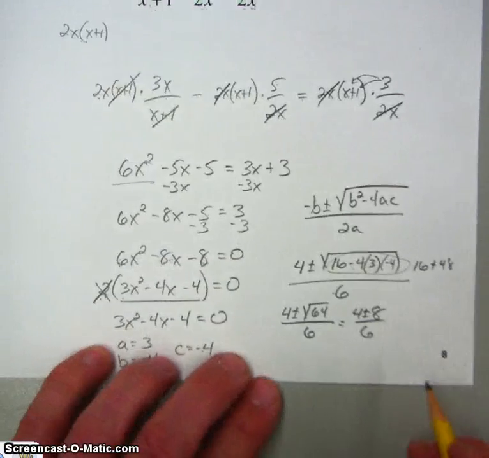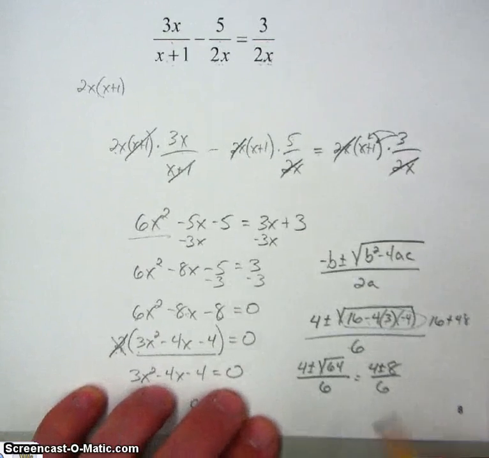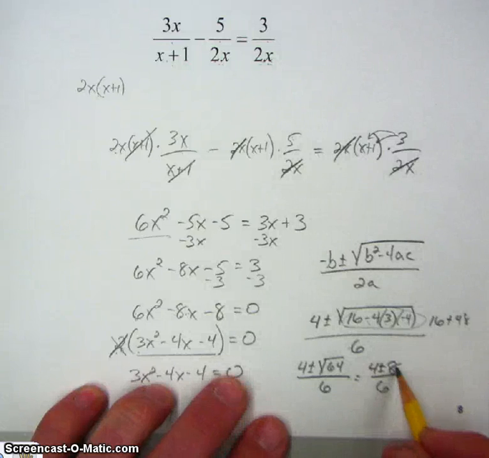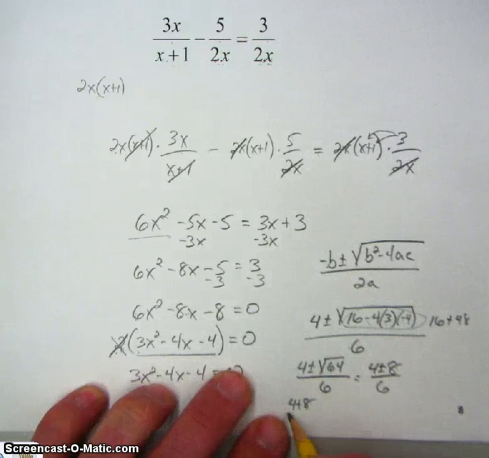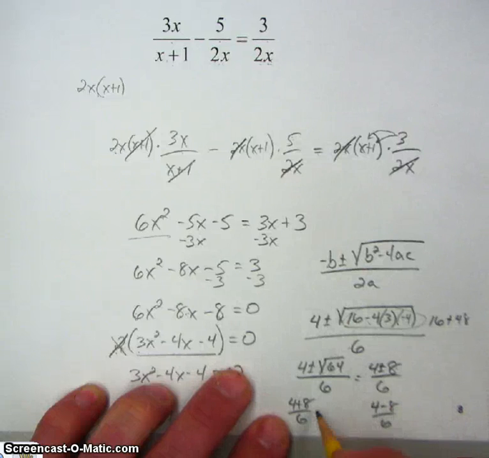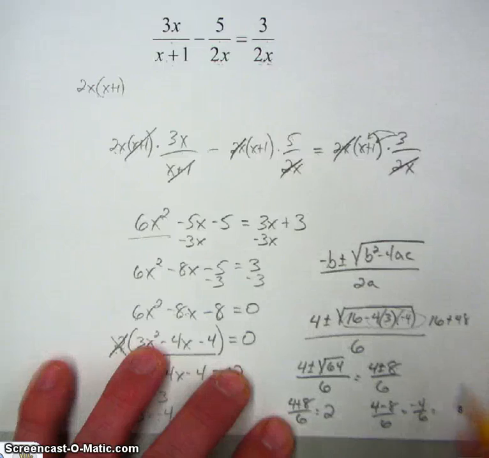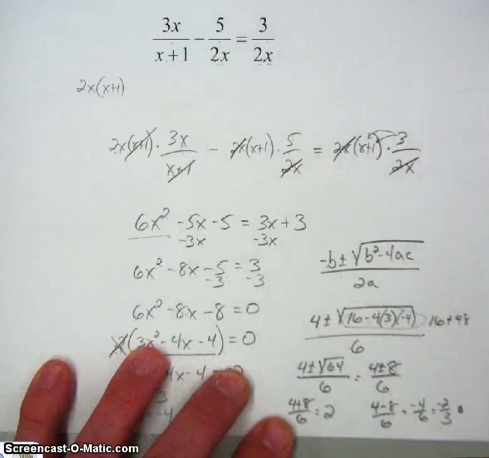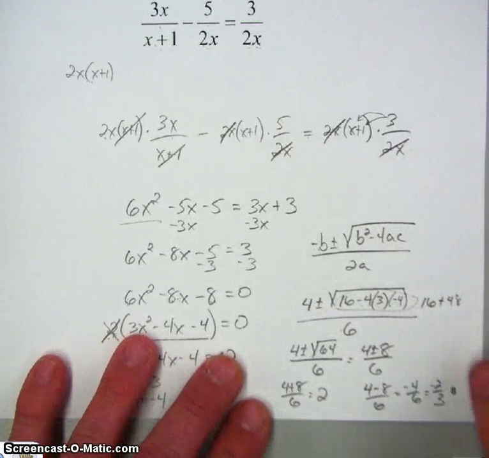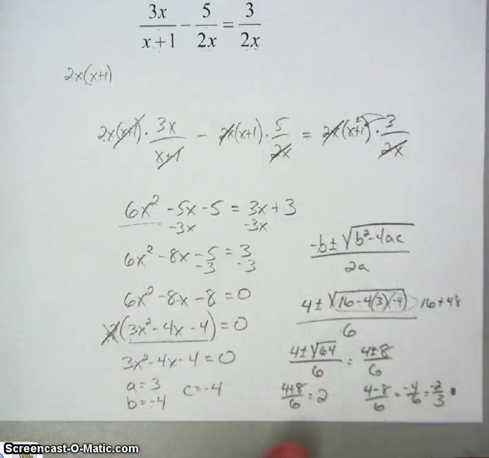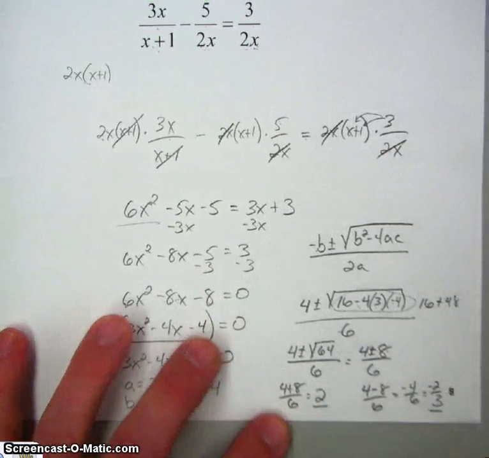So now, let's write my two answers. 4 plus 8, and then divide by 6. And I'm going to do 4 minus 8 divided by 6. So 8, 9, 10, 11, 12, divided by 6 is 2. This is negative 4 over 6, which is negative 2/3. All right, so there are my two possible answers. So it could be that or it could be that.